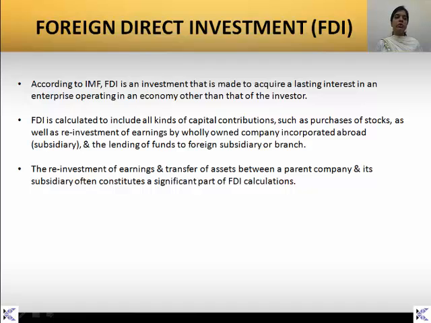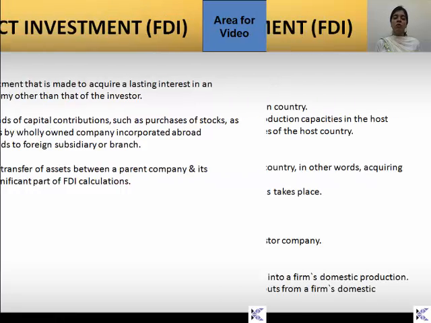Now FDI, like I said, according to the IMF, is basically an investment which is made to acquire a lasting interest in an enterprise which is operating in an economy other than that of the investor. So FDI is calculated when it includes all kinds of foreign contributions such as purchase of stocks, as well as reinvestments of earnings by wholly owned companies incorporated abroad and lending of funds to the foreign subsidiaries or branches. The reinvestment of earnings and transfer of assets between the parent company and its subsidiaries also constitute a very significant part of the FDI.